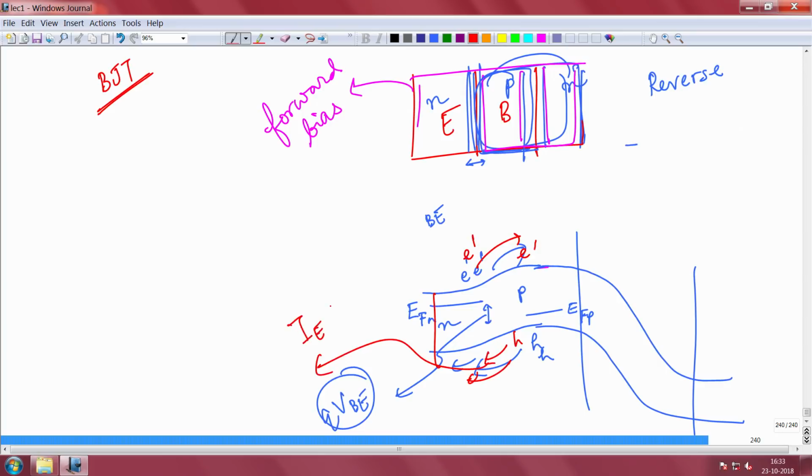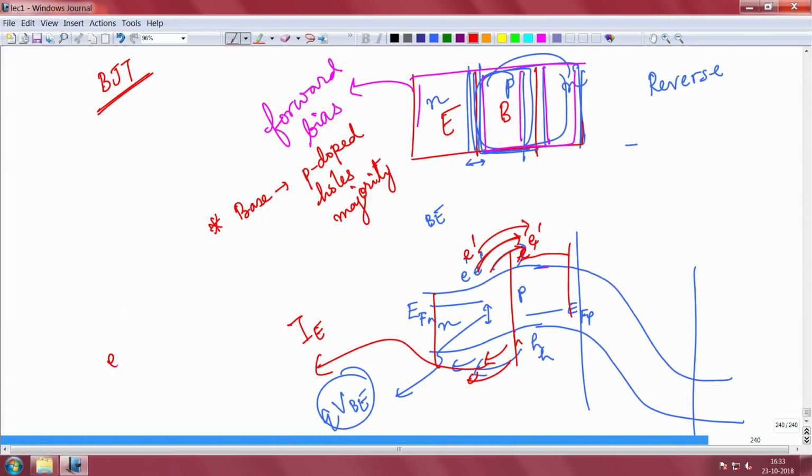Now, I am telling you how a BJT will work. The electrons that are injected will diffuse across the base, and some of them will recombine because the base is p type doped, which means holes are the majority. When you inject electrons from the emitter, some of them will recombine in the base, some of them will not. Whichever electrons have not recombined will reach this edge. This is the depletion edge.